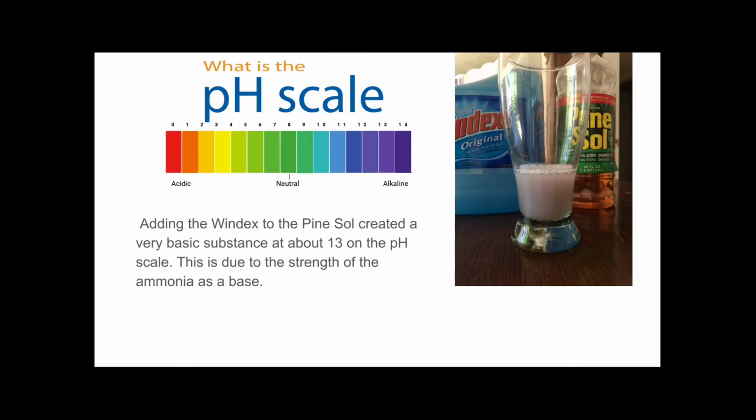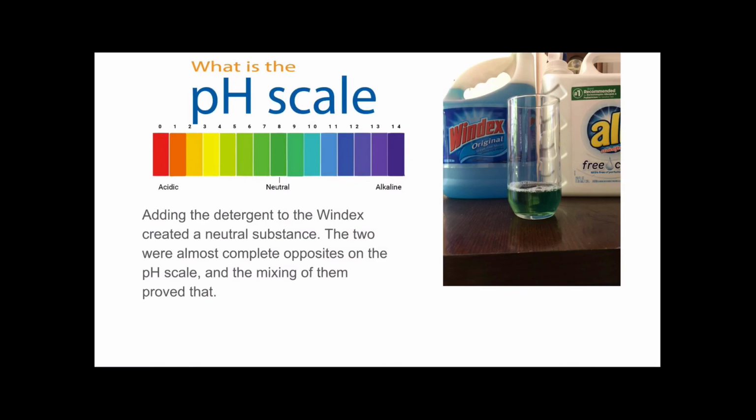Adding the Windex to the pine sol created a very basic substance at about 13 on the pH scale. This is due to the strength of the ammonia as a base. Adding the detergent to the Windex created a neutral substance. The two were almost complete opposites on the pH scale, and the mixing of them proved that.